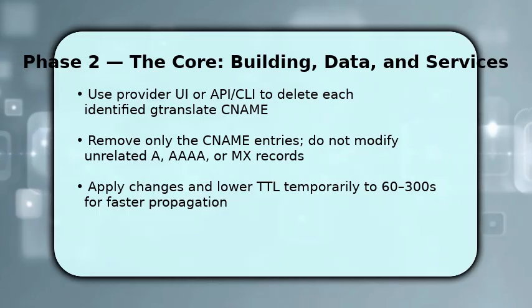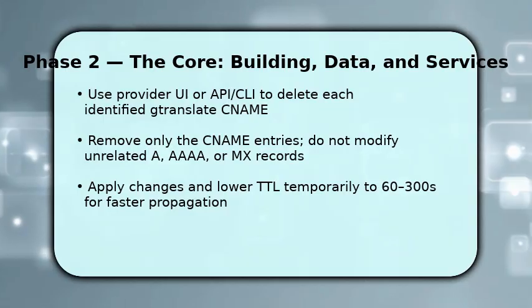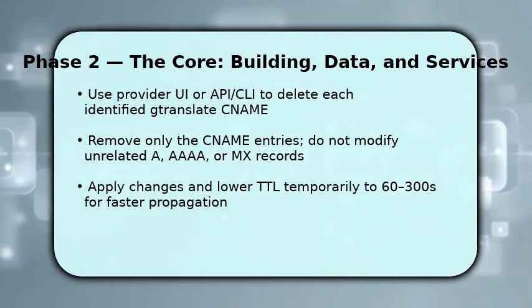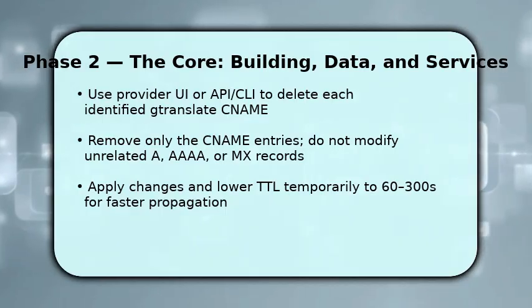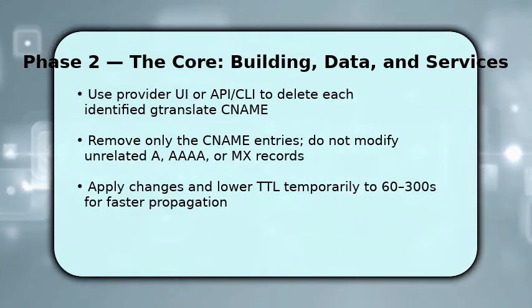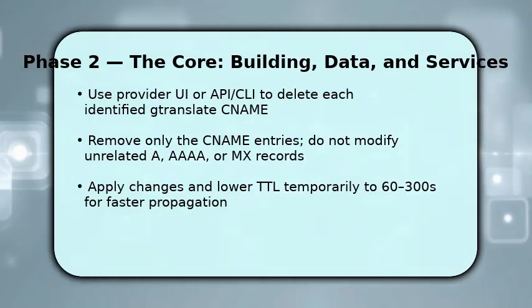That risks downtime. If your provider supports it, lower the TTL to a small value, like 60 to 300 seconds, before applying changes so the deletion propagates quickly. Once deleted, save and publish the zone. Make sure to clear any CDN or local DNS caches after you push the removal.